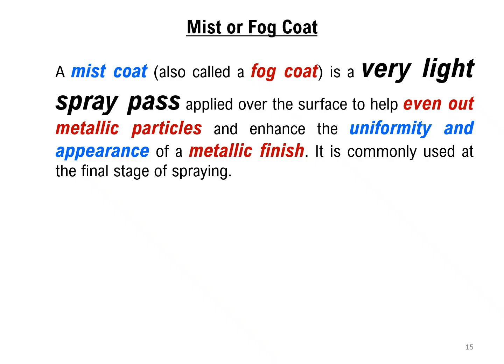What are fog coats? Fog coats or mist coats are a very light spray pass applied over the surface to help even out metallic particles and to enhance uniformity and appearance of a metallic finish. It is commonly used at the final stage of spraying.